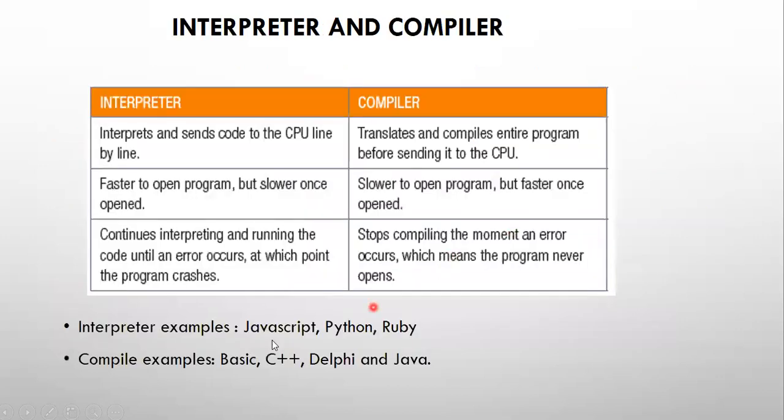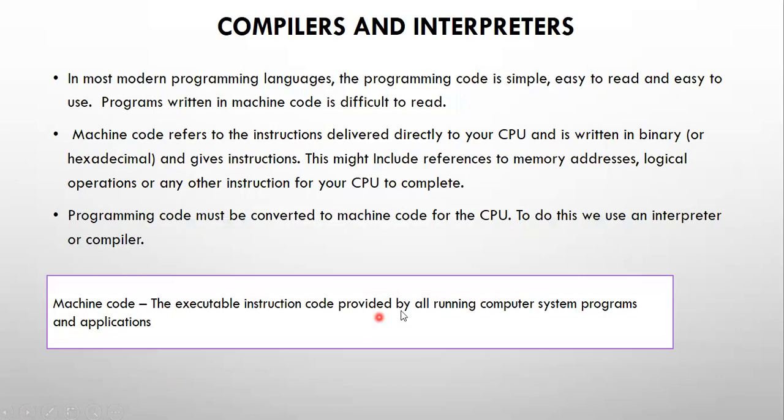To do this, we use an interpreter or a compiler. Now, Delphi is written in a high-level language, we will say, which is close to English, and it needs to be converted to machine code. So the question is, is Delphi using an interpreter or compiler? We'll answer that soon enough. Your machine code definition: the executable instruction code provided by all running computer system programs and applications. So machine code is normally your EXE executable code.